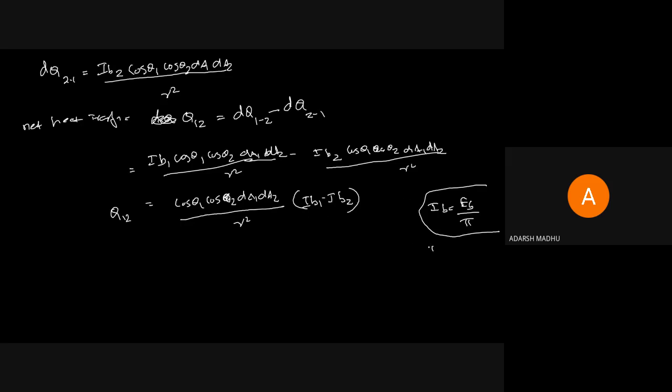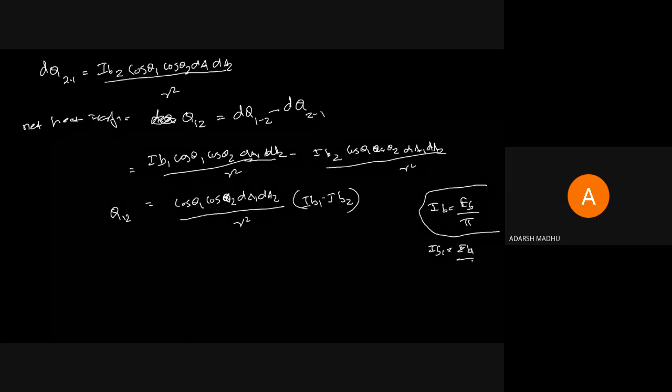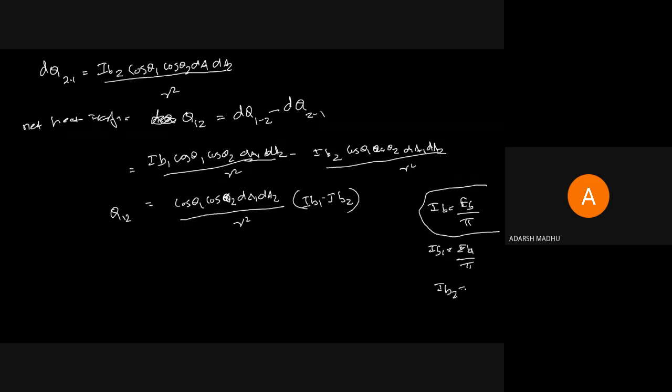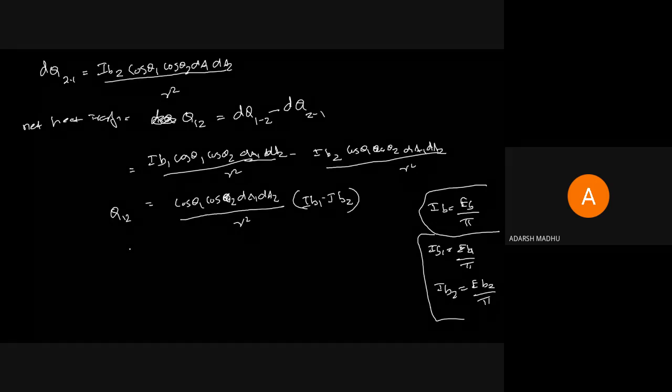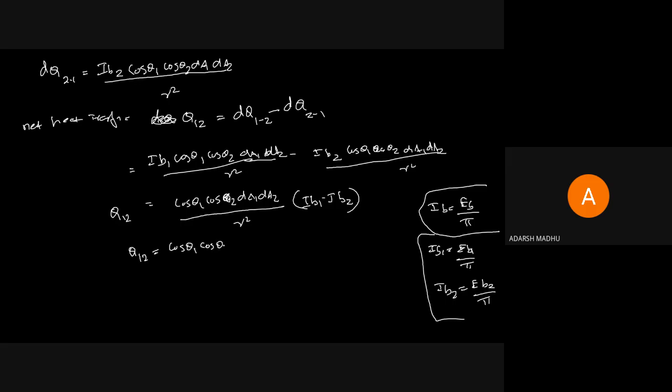That is, IB1 equal to EB1 by pi, IB2 equal to EB2 by pi. Thereafter, substituting IB1 as EB1 by pi and IB2 as EB2 by pi, pi is common. Taking pi outside, we can write the equation as cos theta 1 cos theta 2 dA1 dA2 divided by pi r square, times EB1 minus EB2.